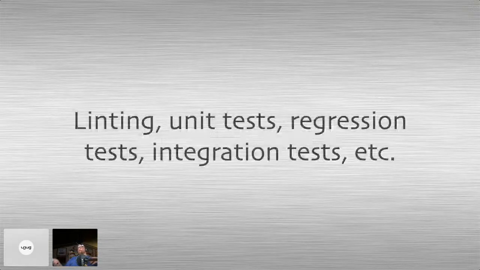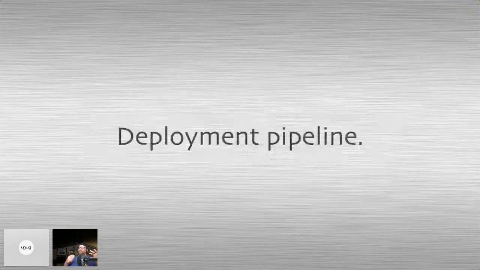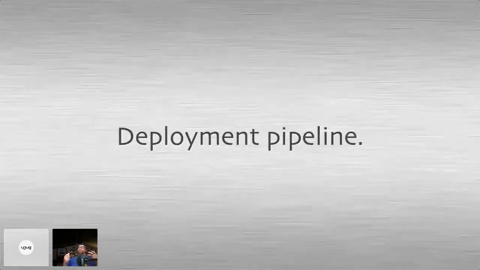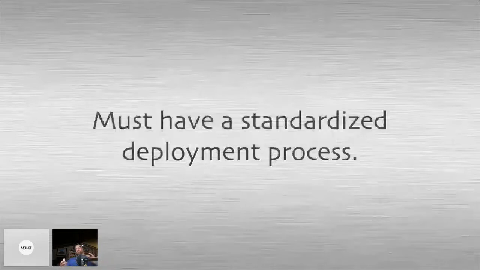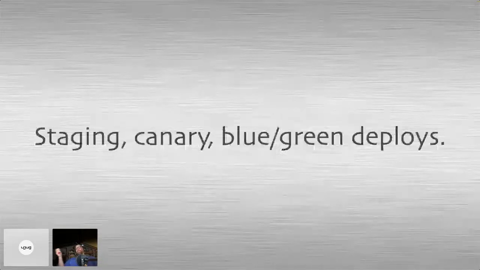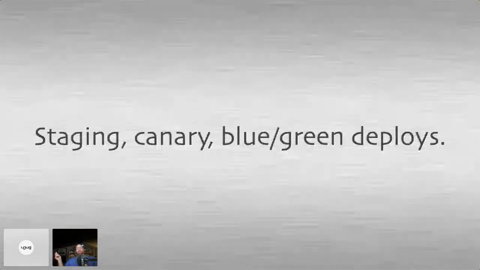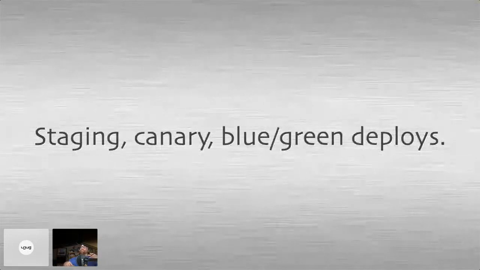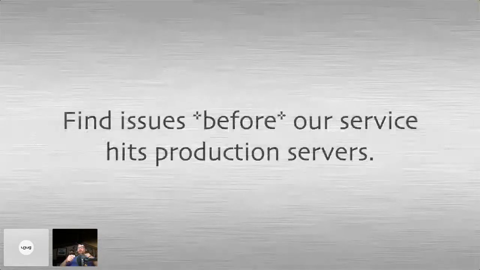We need good, thorough testing, and that, of course, runs the gamut from linting to regression tests to integration tests to everything in between, and all this has to flow through a standardized pipeline. We need a standardized process. Now, there are almost infinite ways of going to production, and I can certainly dive into this if anybody's interested. There are a lot of different approaches. The whole goal, of course, is to find issues before they actually hit our customers.